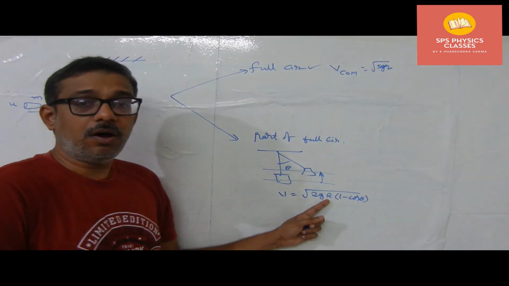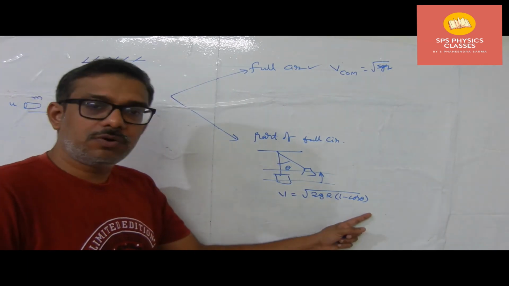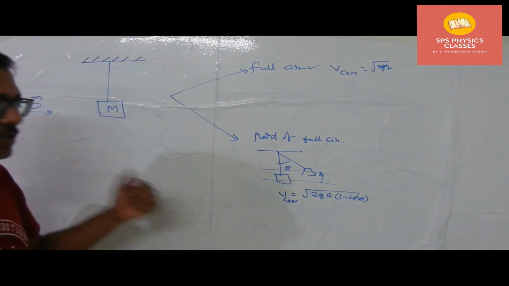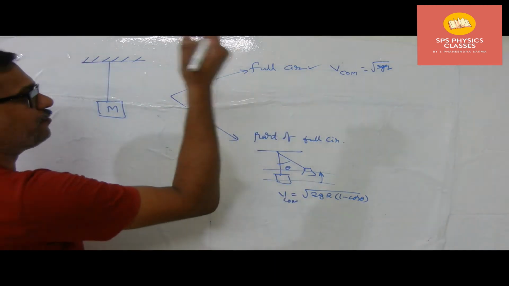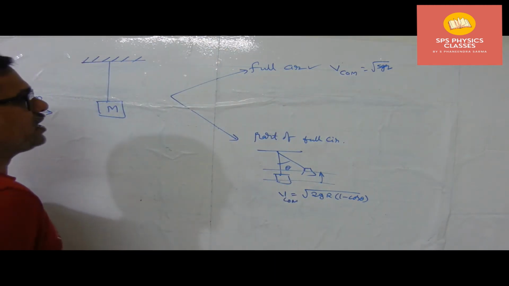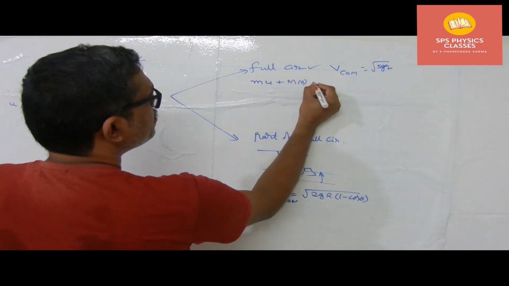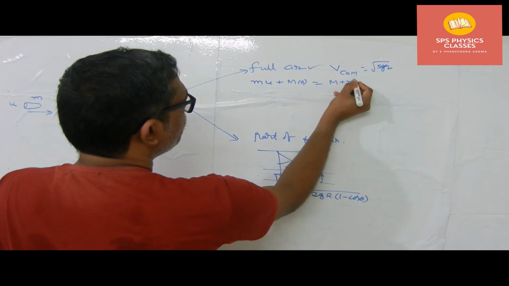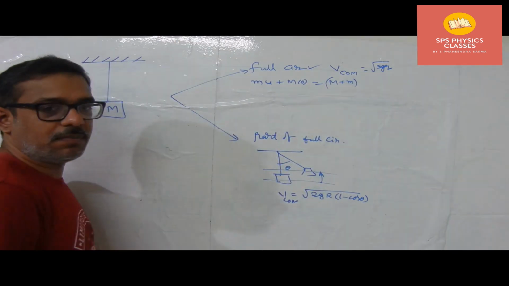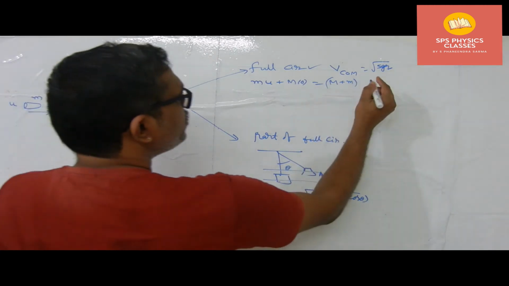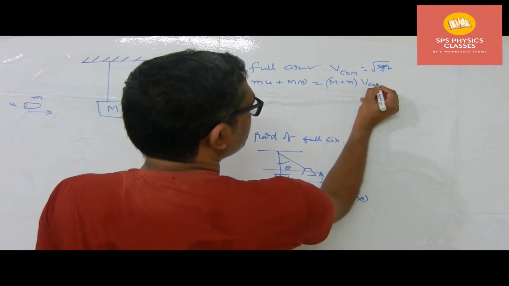Length of the pendulum or radius of the circle. Everything you know standardly. This is called the combined speed during the collision process. That means, what is the full formula? In this particular case, by applying the law of conservation of linear momentum, mu plus M into 0 is equal to, because the bullet gets embedded into the system, that means they are mixed with each other, so (m plus M) into the combined speed, which you can write as vcom.